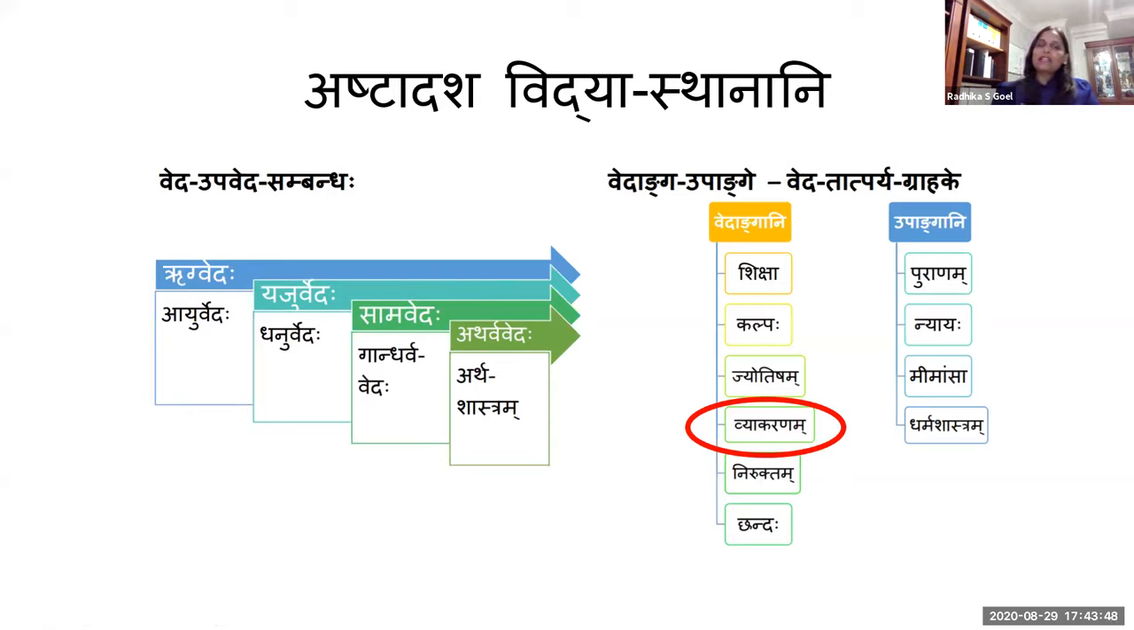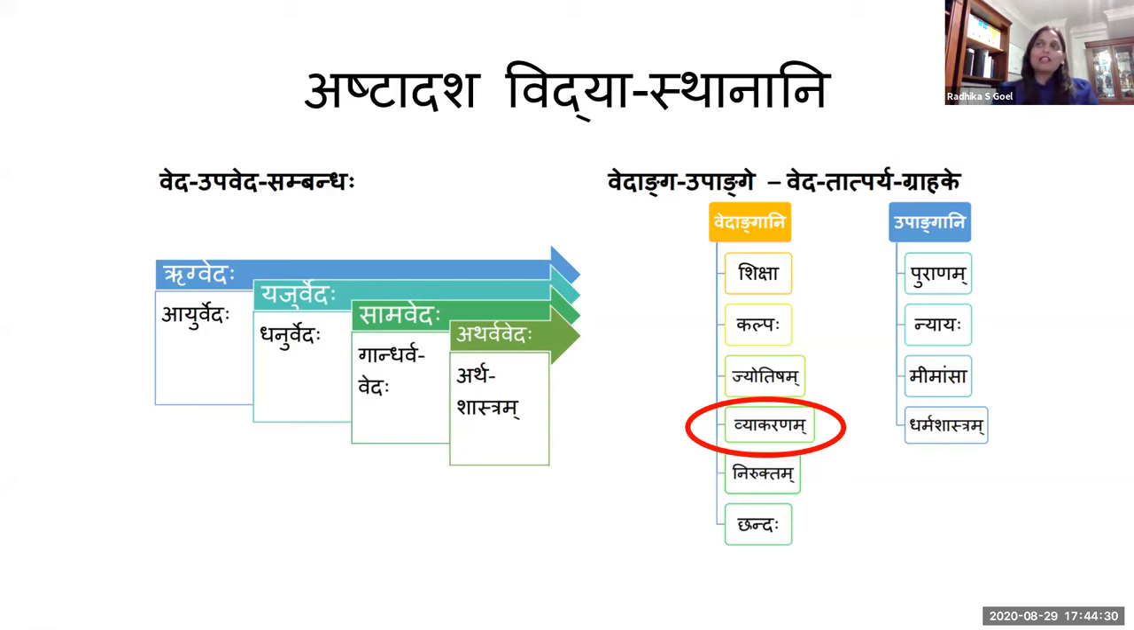Upavedas are basically from Vedas. Each Veda maps to an Upaveda, and it is the practical application of the knowledge in the Vedas to our everyday life. For example, from Rig Veda came Ayurveda, which is holistic well-being, Ayu meaning life. From Yajur Veda came Dhanurveda, which is the science of warfare, politics. From Sama Veda, we have Gandharva Veda, which deals with music, dance, poetry, all kinds of fine arts.